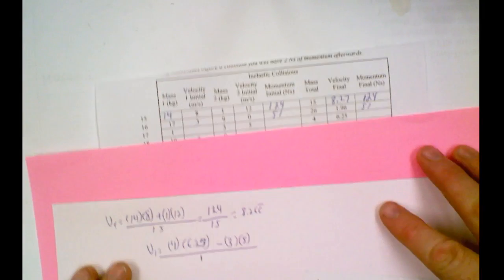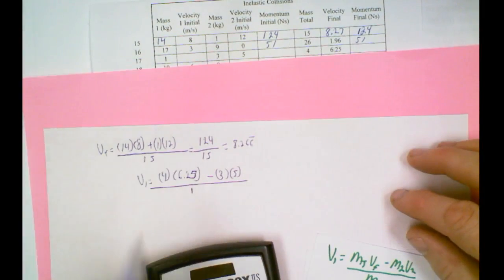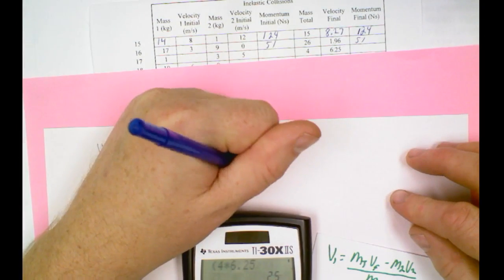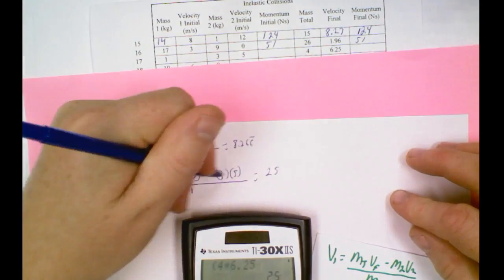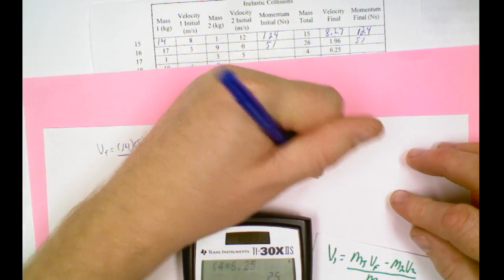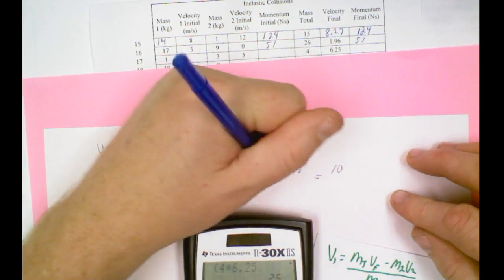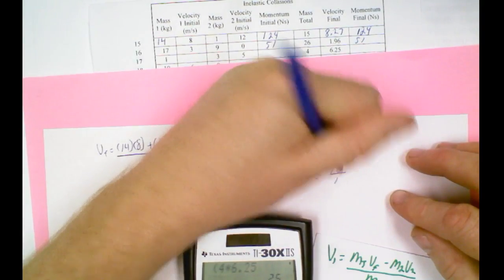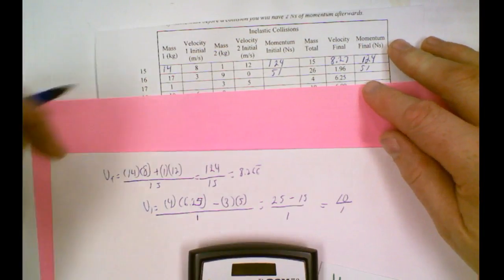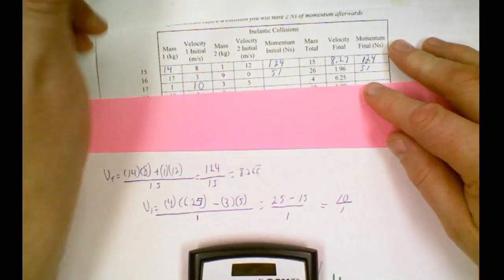If I take my numbers across, 4 times 6.25 is 25. 3 times 5 is 15. Take that across, that would be 10. This is divided by 1, this is divided by 1, and lo and behold, velocity initial should be 10 meters per second.